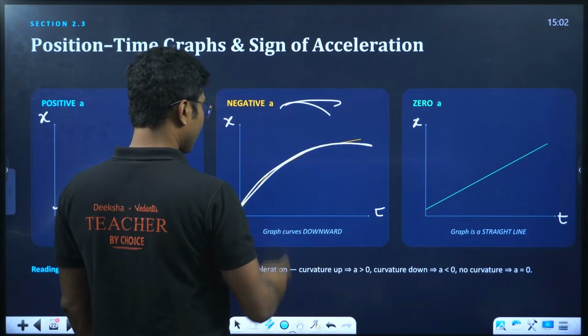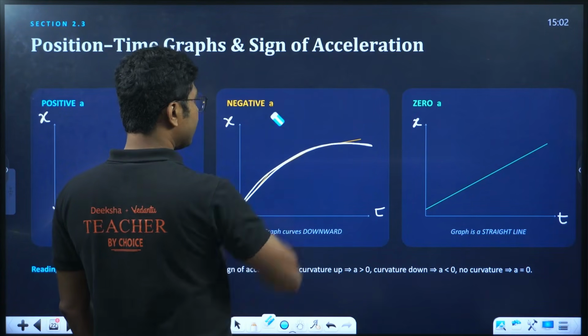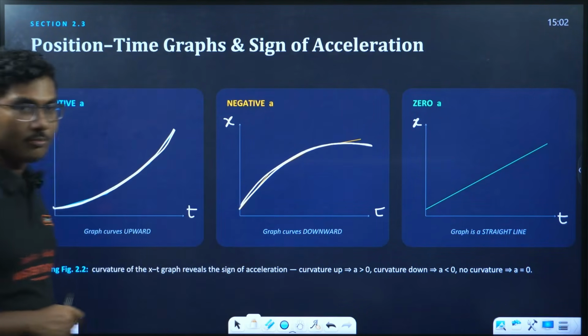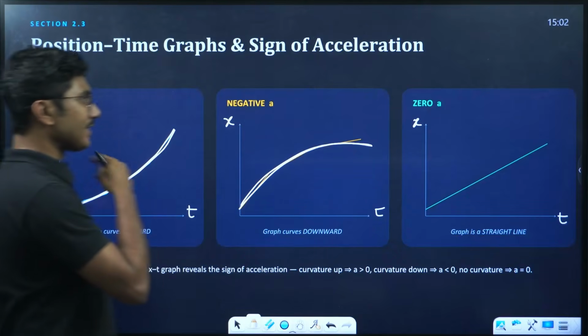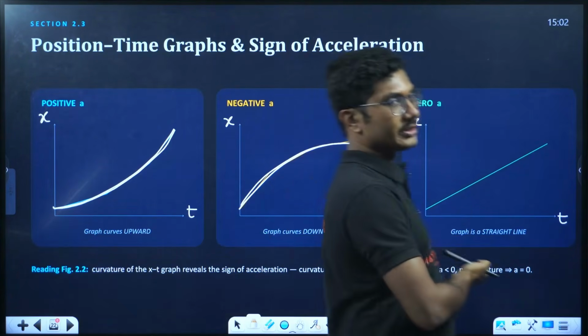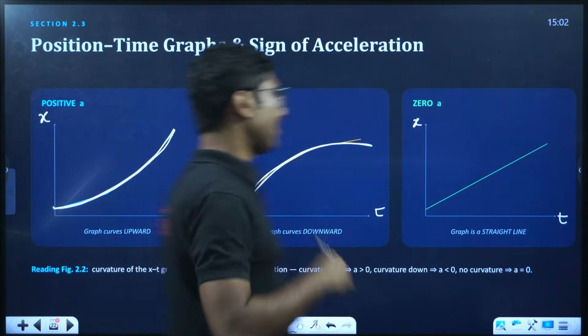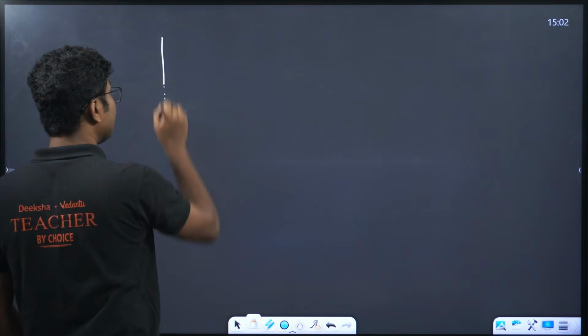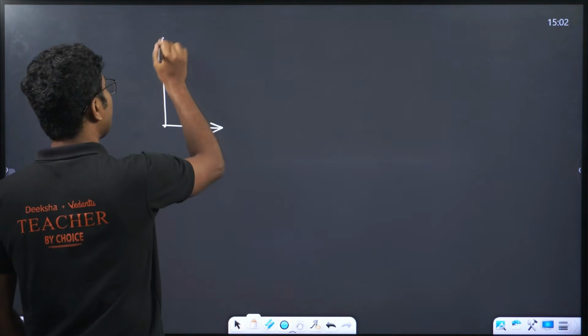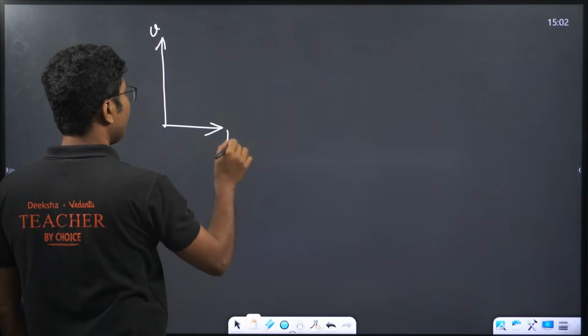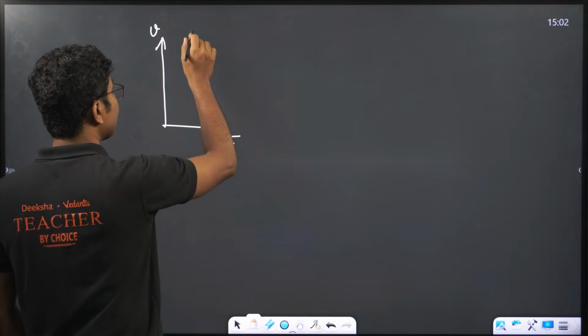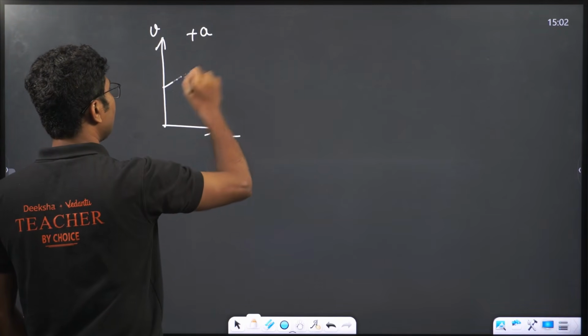Okay, so make sure you do not draw that in your exam, because this is a very, very important question. The positive acceleration, negative acceleration, zero acceleration, okay, for the position time graph. Now if the same thing is asked for the velocity time graph, for positive acceleration, the graph will be like this.